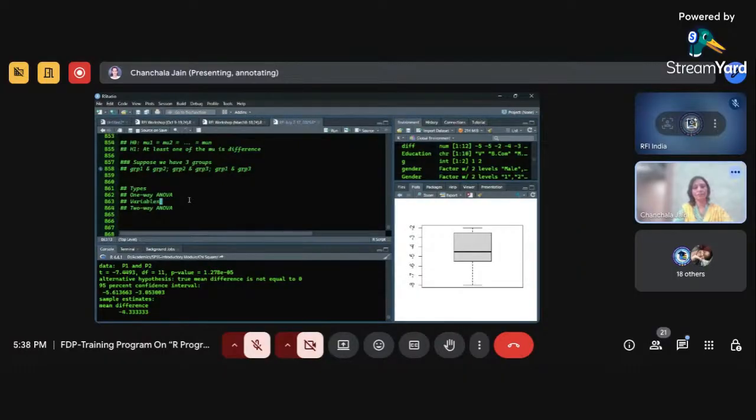In the case of one-way ANOVA, the variables will be DV continuous and IV categorical, with more than two groups, right? So this is the case of one-way ANOVA.